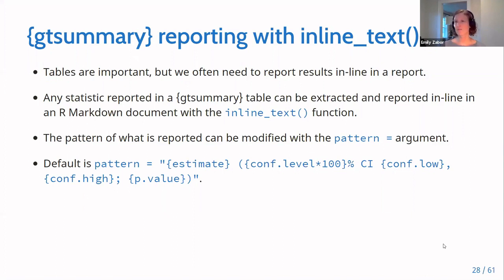And you can specify the pattern argument to inline text to say how you want to format that statistic in the inline text itself. So for example, this is what the syntax looks like for the default pattern for a regression table. It gives you the estimate and then the confidence level times 100 with a percentage. It says CI, and then you get the p-value after a semicolon. So that's the default pattern, but you can specify any type of pattern that you want. If you just want the estimate, or if you want to say odds ratio equals before the estimate, and this is again using glue syntax, which is what the package uses throughout.